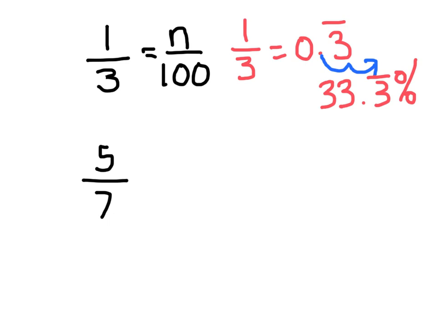Okay, so here we have 5/7. And again, I'm going to have the same problem. 7 doesn't go evenly into 100. So I'm just going to go ahead and abandon that proportion method, and I'm going to go ahead and divide 7 into 5 and get a decimal.